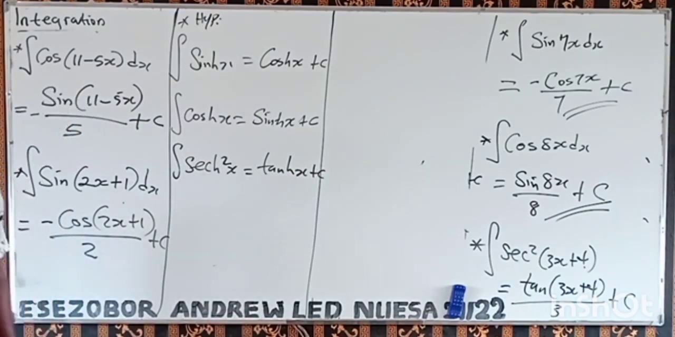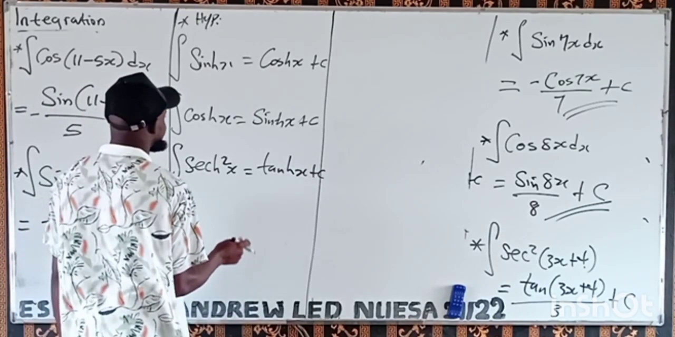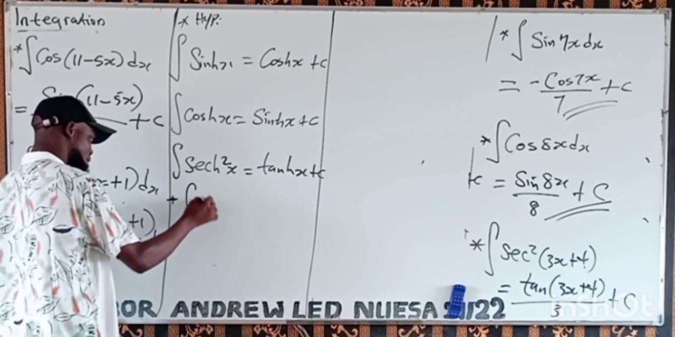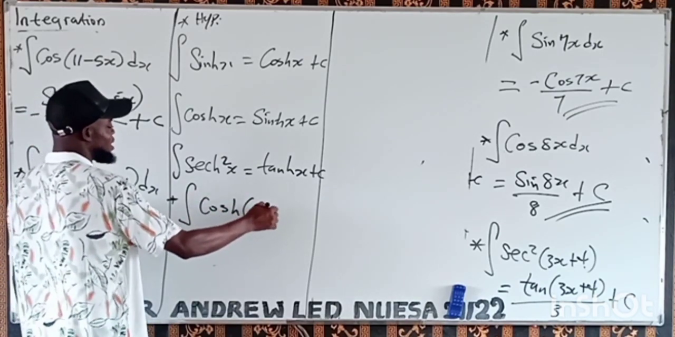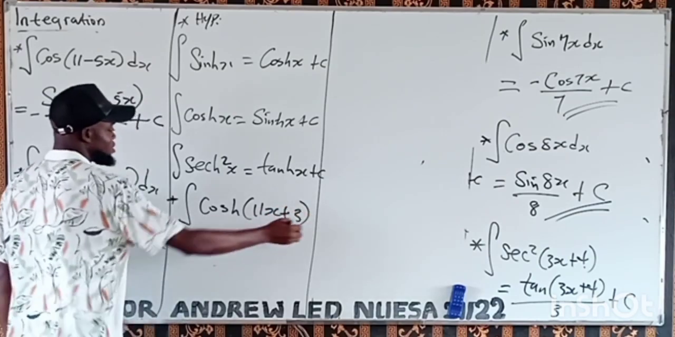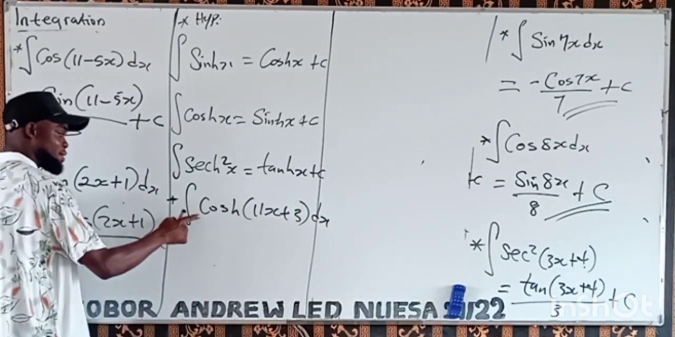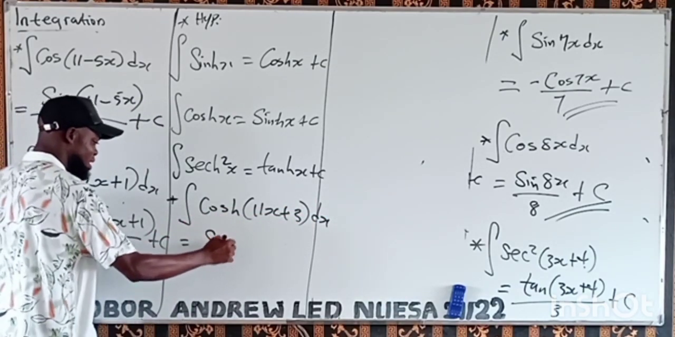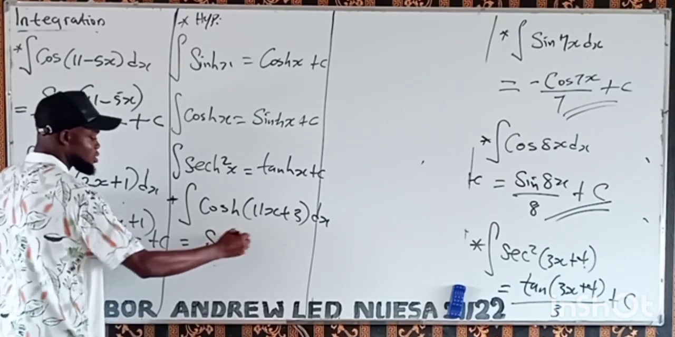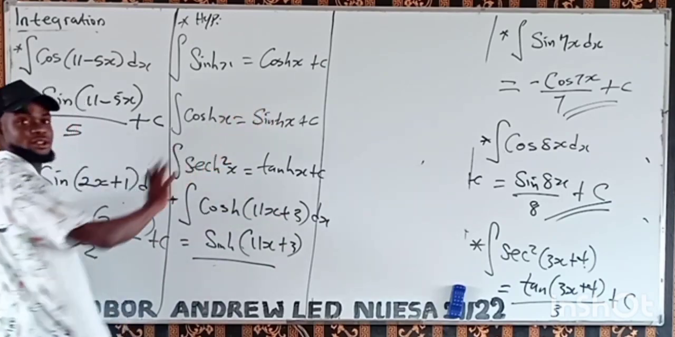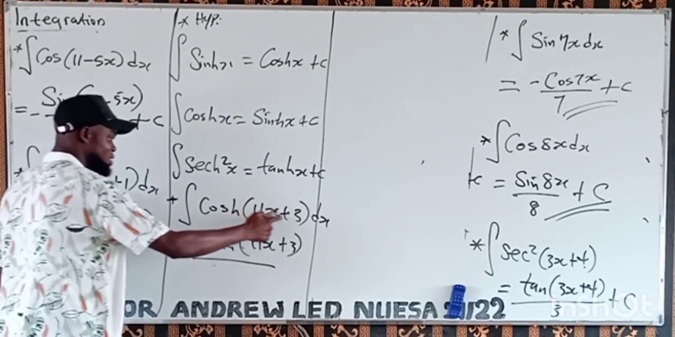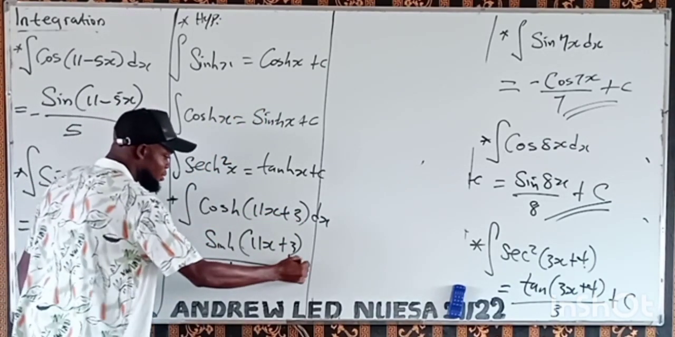Let's go around. So let's say we are integrating cosh (11x plus 3) dx. What will be the answer? With cosh x, I'm going to have sinh x. So what we have is sinh (11x plus 3), and we divide by the derivative, just as we do for trig, the same thing. Differentiate 11x plus 3, I'm going to have 11, plus c.